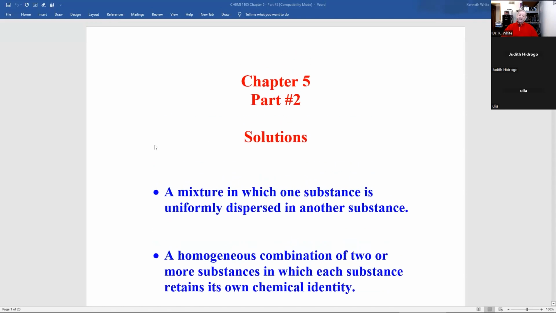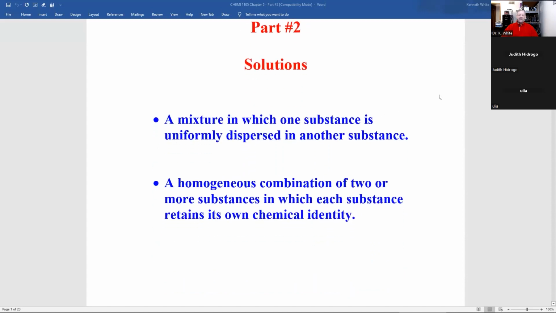And solutions play an important part in our daily life. Now, what is a solution? It's a mixture in which one substance is uniformly dispersed in another substance. Another way of saying that is a homogeneous combination, that means it's the same throughout, of 2 or more substances in which each substance retains its own chemical identity. And this is a solution.